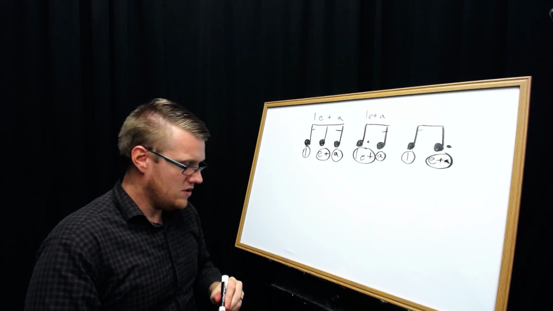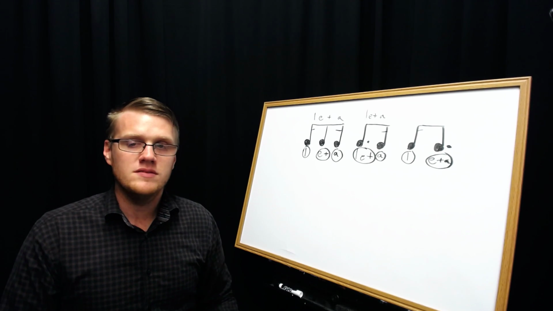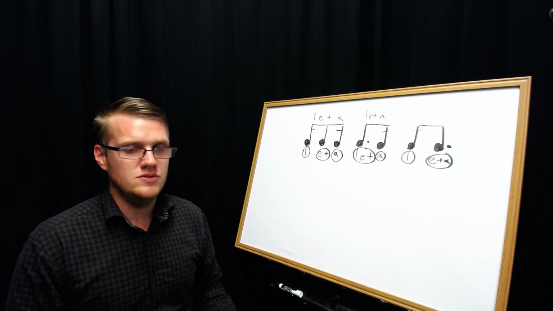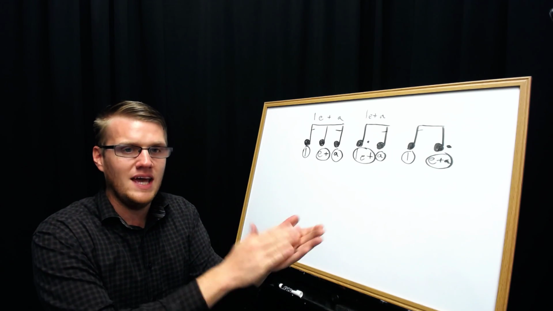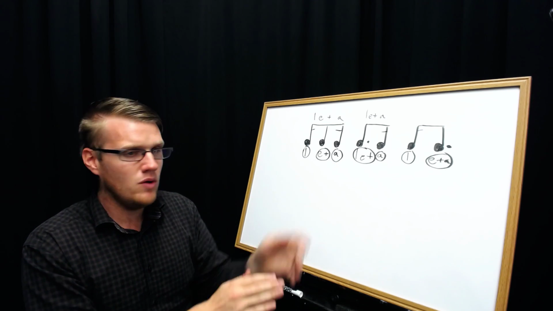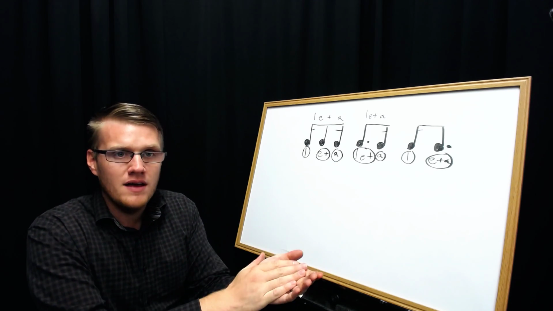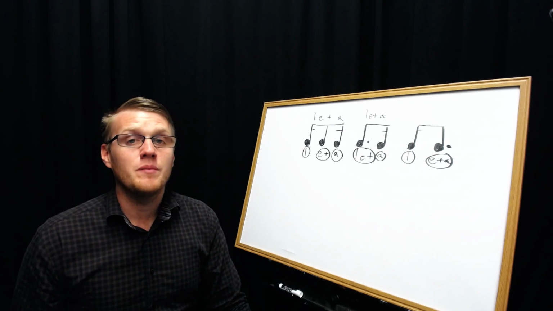Now if I was to clap these separately, get your foot tapping, I'll go nice and slow. So 1 E and A, 2 E and A, 3 E and A, 4 E and A, 1 E and A. That's that first one, 1 E and A. The second one, 1 E and A. And this one is 1 E and A. Syncopated 16th notes.